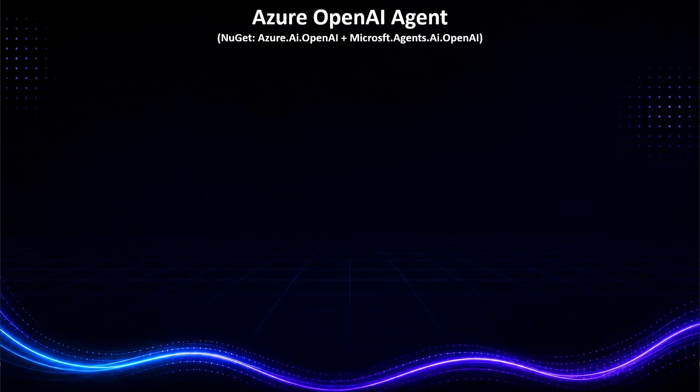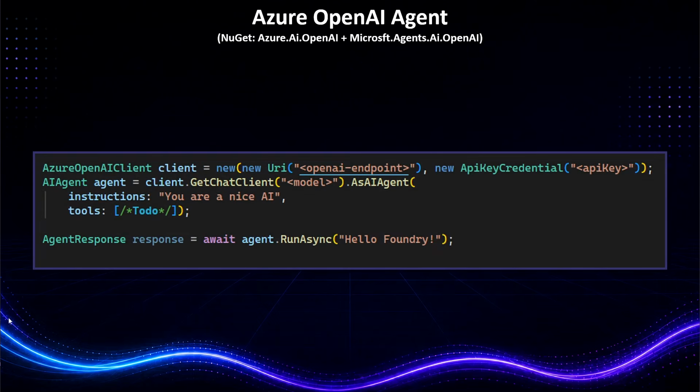So the first one, fairly simple. We have done this literally 100 different times in previous videos, where we go in and use the NuGet package Azure.AI.OpenAI together with the Agent Framework's OpenAI package, new up our Azure OpenAI client with our OpenAI endpoint and either an API key or Azure default credentials or Azure CLI credentials, meaning RBAC.